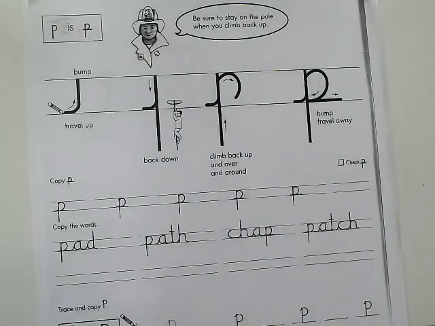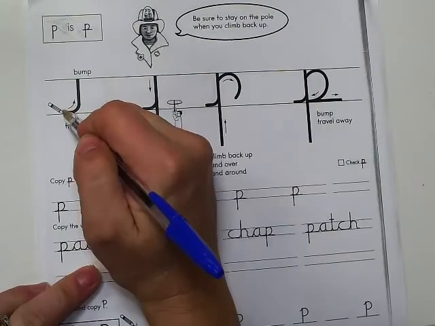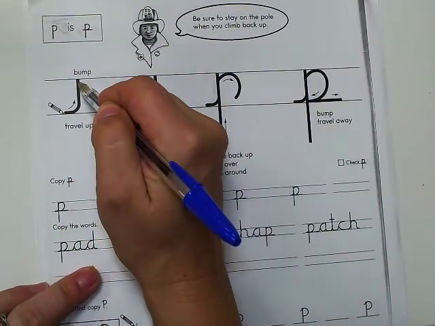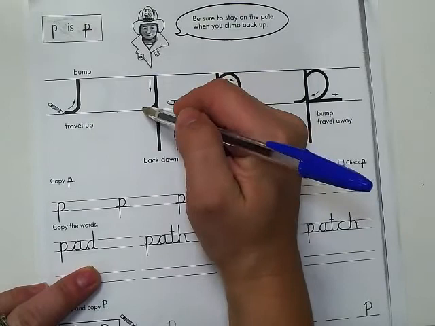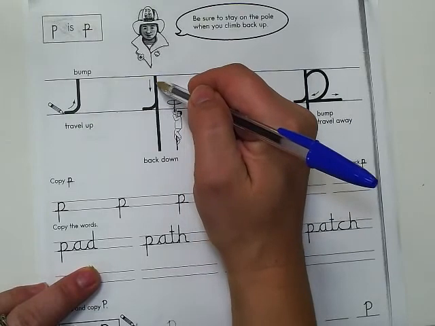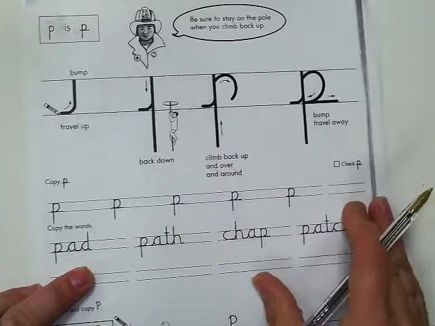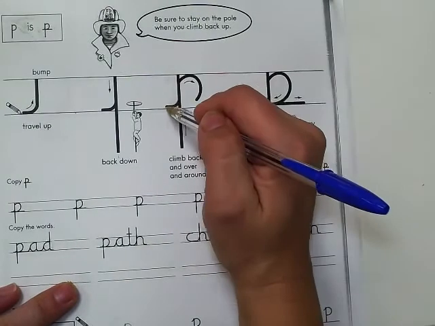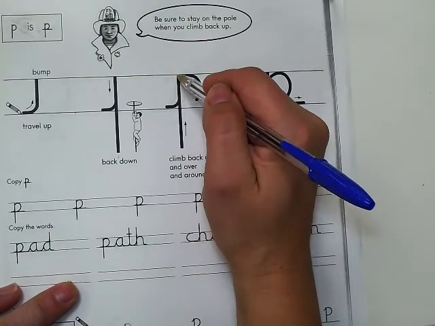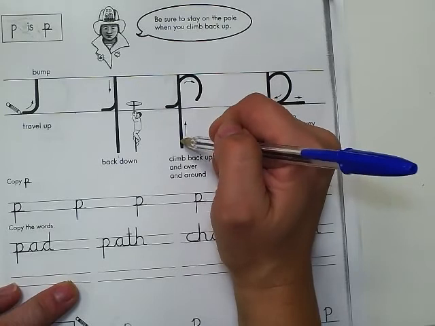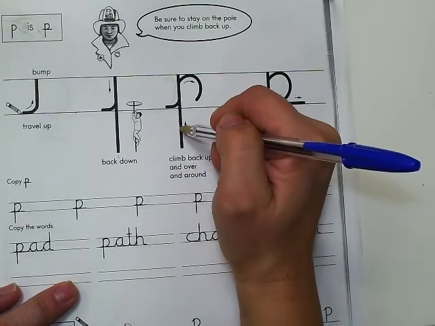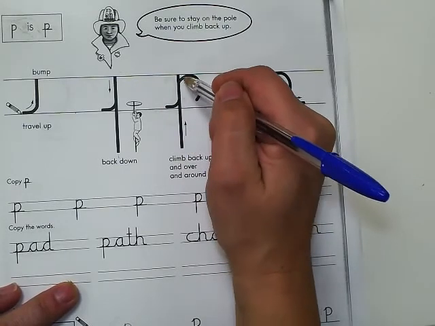Okay, so P is going to start at the bottom. We're going to travel up to that top line. And then once we get there, we are going to bump back down and travel down that pole all the way straight down. Okay, then we're going to go up all the way to the top, travel back down, and this is a little strange. We're going to climb back up and over and go around.